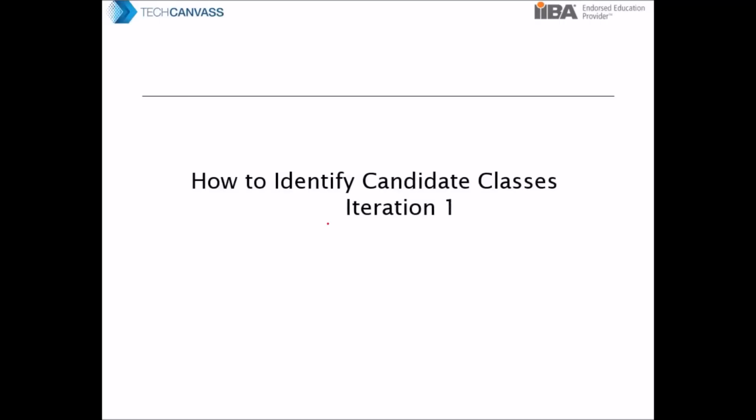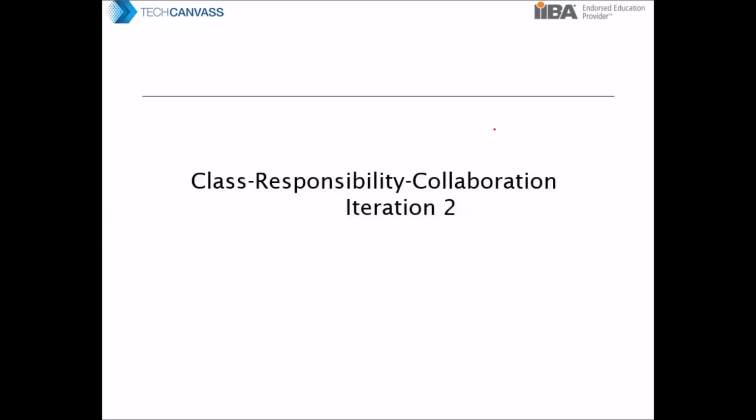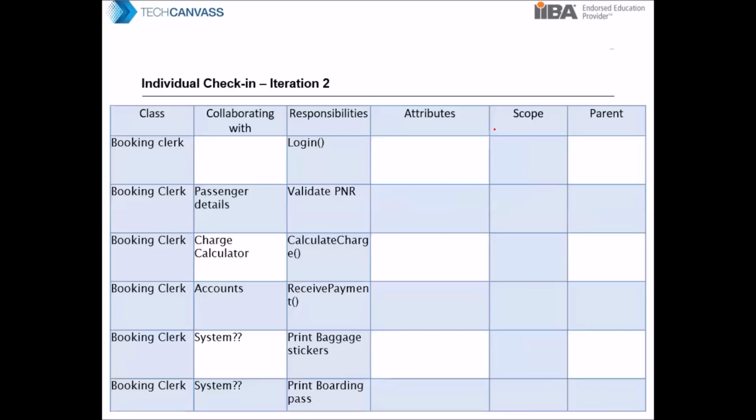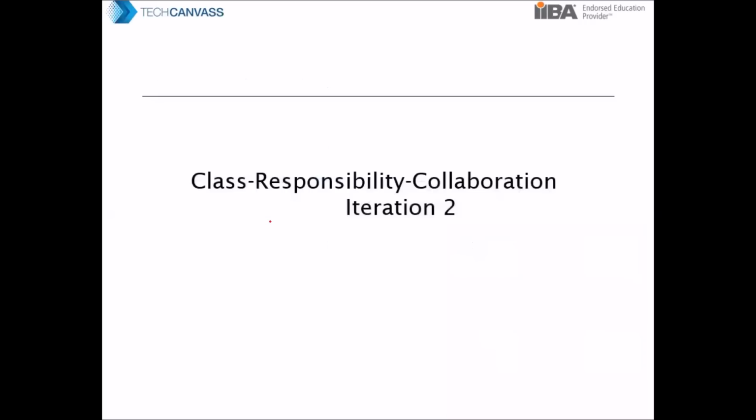Now, let's see how do we identify classes. We have seen this. This is the table we developed for creating sequence diagrams. Now, this is the basis for identifying classes. Okay. So you have who, you have with whom, and you have messages. Right? So does it sound very familiar for classes? It does. So let's do this. We remove these steps so that we can use the same table for identifying classes.